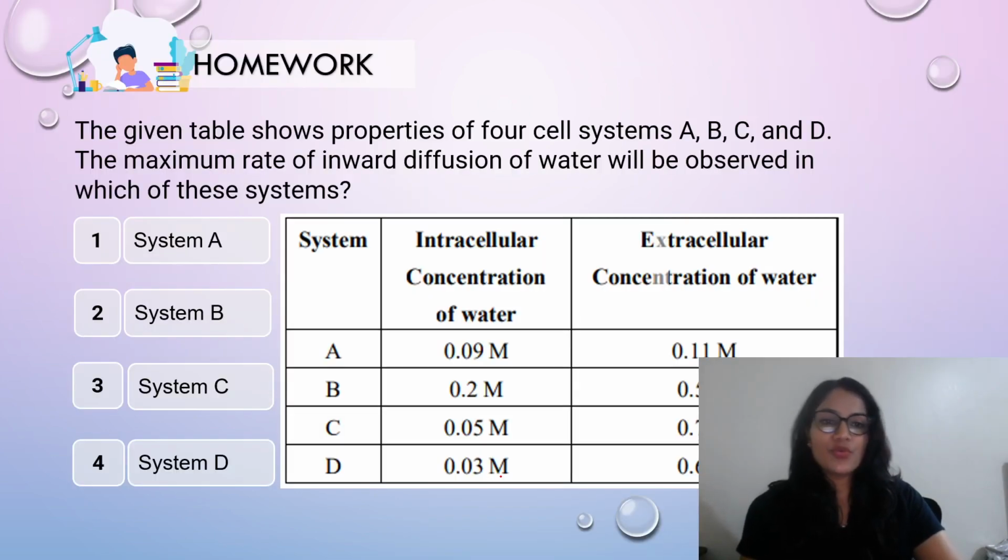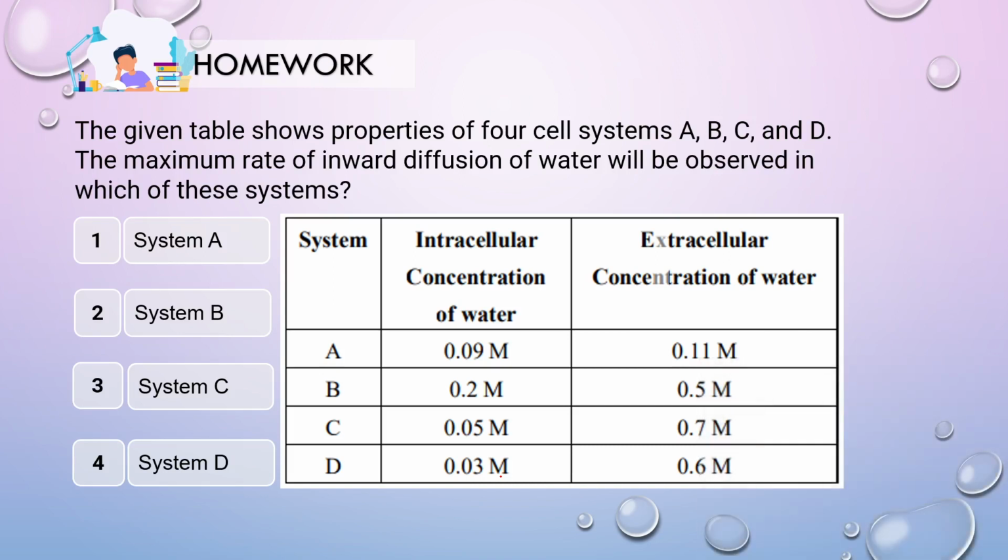Now let's move to your homework question. So this was your homework question, kids. The given table shows the property of 4 cell systems, A, B, C, and D, right? The maximum rate of inward diffusion of water will be observed in which of these systems?